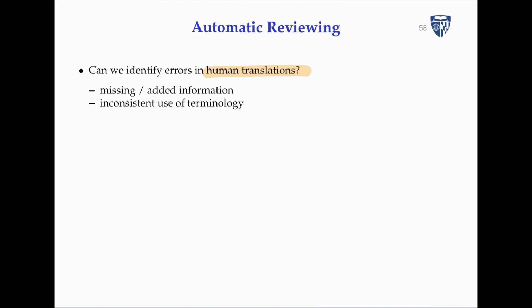So what if the translator, while they translated, missed some of the content or added some additional information that was actually not in the source? That's something we might be able to detect. Another one is inconsistent use of terminology. What if there's a foreign word that occurs multiple times, but the translator then chooses to translate it differently? That's probably not the right thing to do.